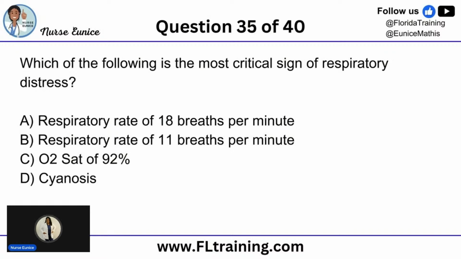So it's not B. B is too close to normal. Sometimes your patients have sleep apnea. Then they don't breathe for a few seconds. And so that person, they're fine. This is what they normally do. Their respiratory rate is 11. Try to wake them up, try to stimulate them, and bam, the respiratory rate is back to 12, which is normal. So for this one, it is not B. For this one, it is not C, an O2 sat of 92%. Remember those patients with COPD? They like to hang around 93, 94, 95%. So an O2 sat of 92% is not the most critical sign of respiratory distress.